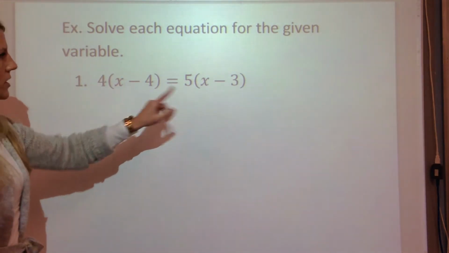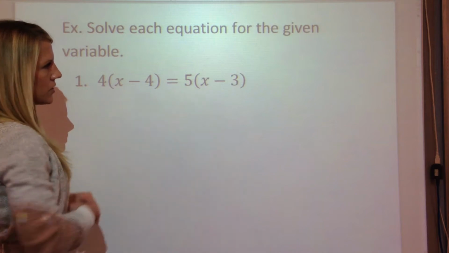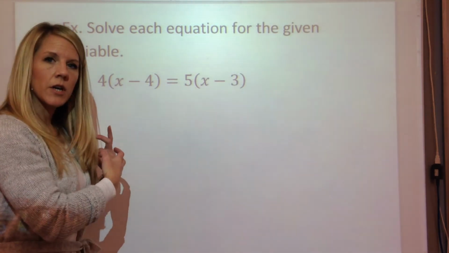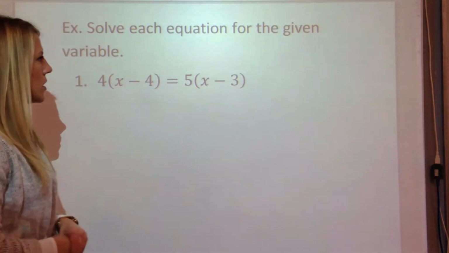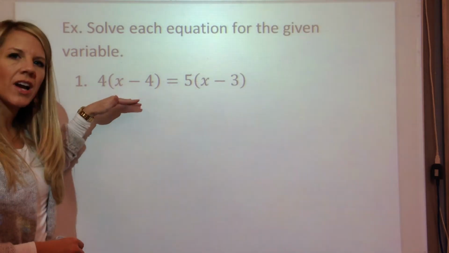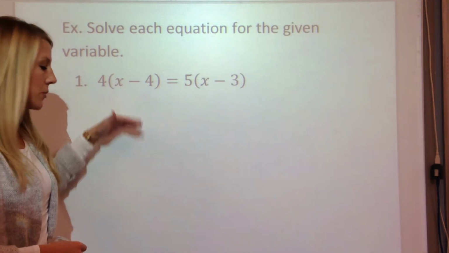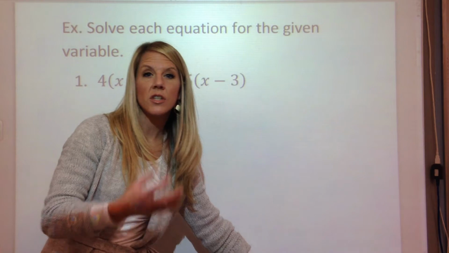So we got the left side and the right side. If you notice, I have the variable on either side. So my goal is going to be to get variable to one side, constant to the other. But if I look at the left side, what do you recognize? What do you see to do? The distributive property. So we first need to simplify the left side.